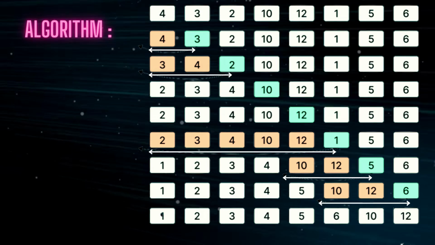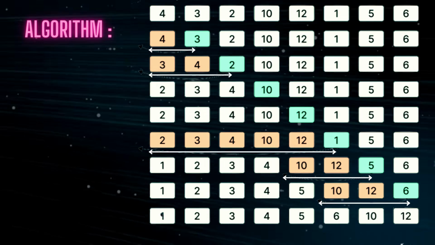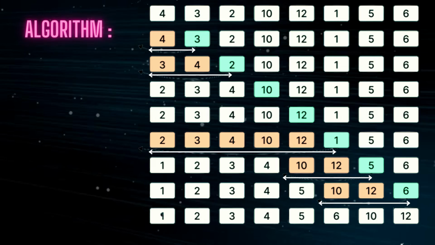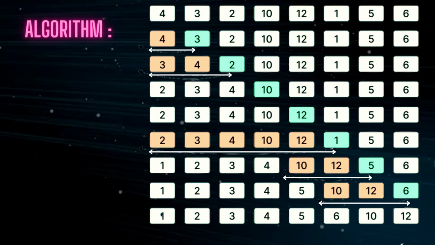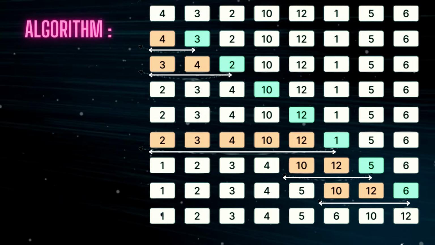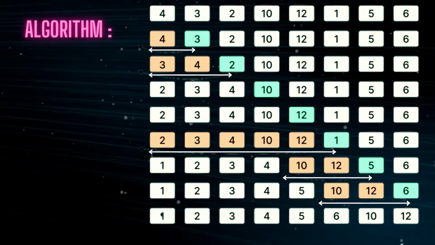We move to the next number, that is 10. 10 is not less than 4, so we won't swap it. 12. 12 is not less than 10, so we won't swap it. Now we'll go to the next number, that is 1. 1 is less than all its previous elements, so we'll place it in the first position.